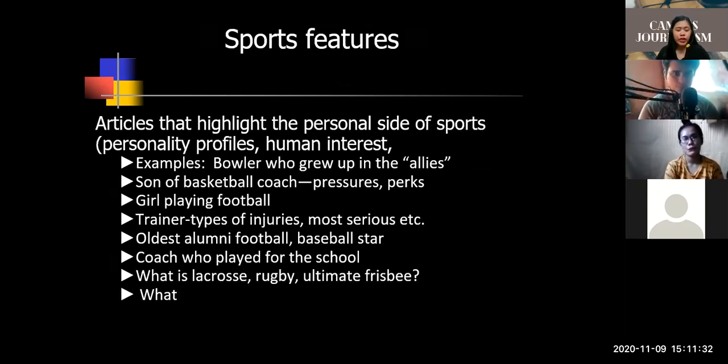And for sports features, these are articles that highlight the personal side of sports, like personality profiles, human interest, and so on. So these are side stories about sports, like what I mentioned earlier about the National Athletic Unit where some children wrapped bandages on their feet because they don't have running shoes to use in the game. Or for example, another side story is the death of Kobe Bryant. That is another example of a sports feature.